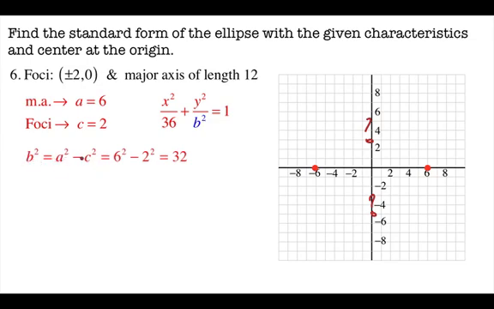Since we were given the C, I'm going to plug it into this expression here. B squared equals A squared minus C squared. You should see where I get this from. I can clarify it. If you don't see it, just talk to me in class. So I end up with 32. Once I have 32, I'm basically done. I substitute it in here, and this is my answer. Let's move on to number 7.